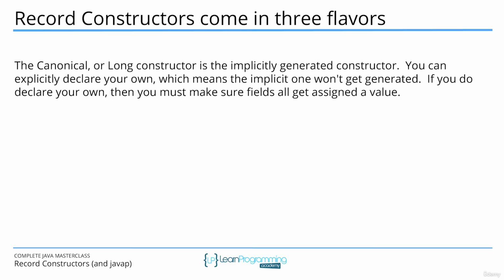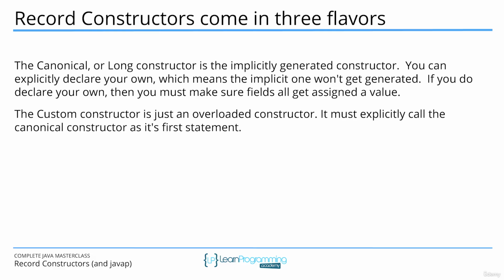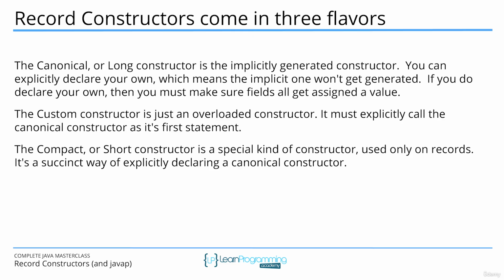The canonical or long constructor is the implicitly generated constructor. You can explicitly declare your own, which means the implicit one won't get generated. If you do declare your own, then you must make sure fields all get assigned a value. The custom constructor is just an overloaded constructor. It must explicitly call the canonical constructor as its first statement. The compact or short constructor is a special kind of constructor used only on records. It's a succinct way of explicitly declaring a canonical constructor. Okay, so let's see what we can and can't do with these.